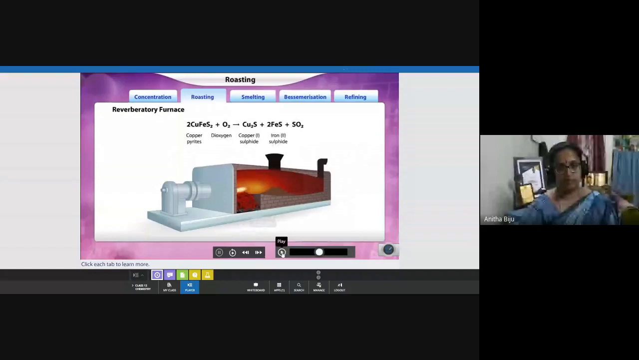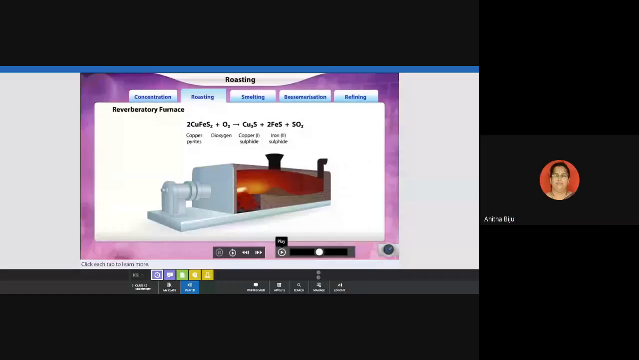Write down this equation. This is the equation related to the roasting process. The balanced equation: 2CuFeS2 plus O2 gives Cu2S plus 2FeS plus SO2. Along with SO2, you can show an upward arrow. Copper sulfide and iron sulfide are also important. The equation is important, and so is the name of the apparatus, the reverberatory furnace, and this equation associated with the process.